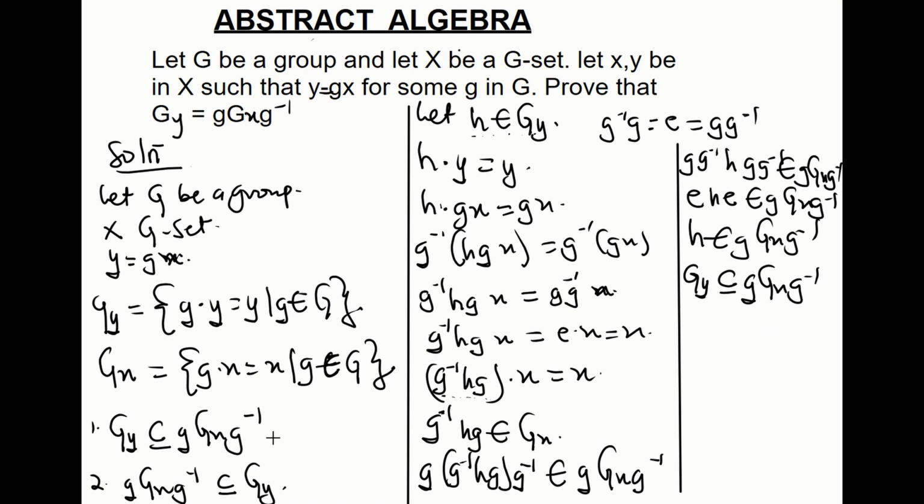Then we have to also prove the other way. So we prove that this is true, so we have to also prove the converse. How do we then prove the converse? Okay, so for the converse, this is our aim. Our aim is that we are trying to prove G Gx G inverse is a subgroup of Gy, given a condition that our y is equal to Gx. So here, what do we have to do?